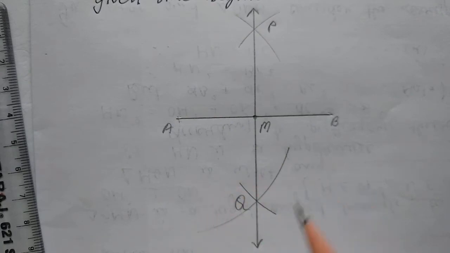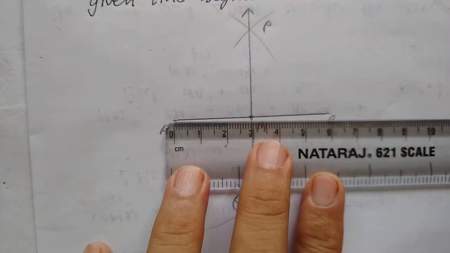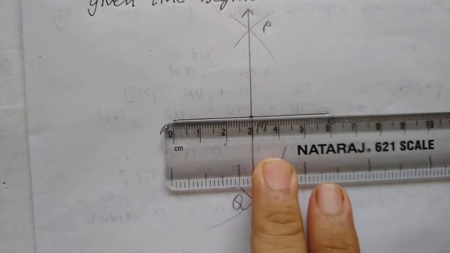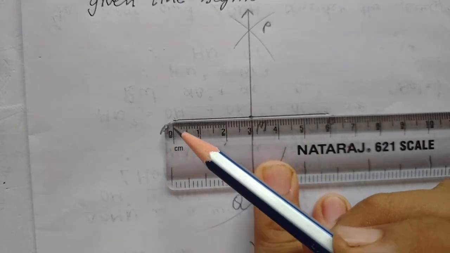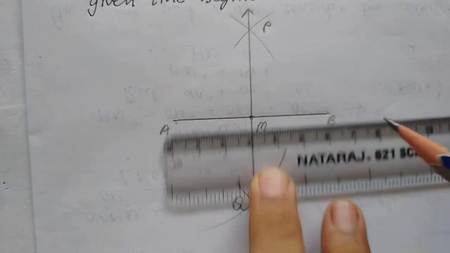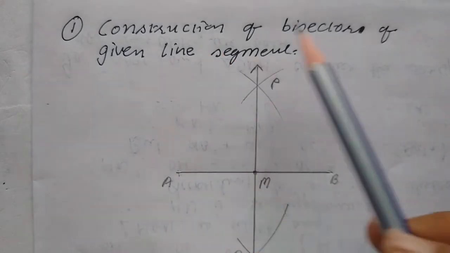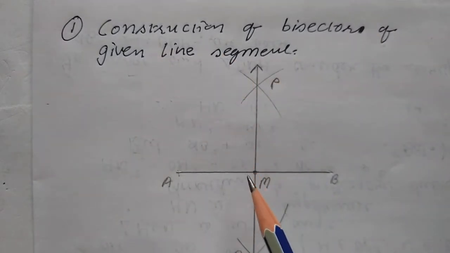Now children, 6 centimeter we have taken. Now if you measure it, we will get 3 centimeter. See children, exactly 3 centimeter we are getting. From this point to here 3 and from here 6. So this is our construction of the bisector of the given line segment AB.